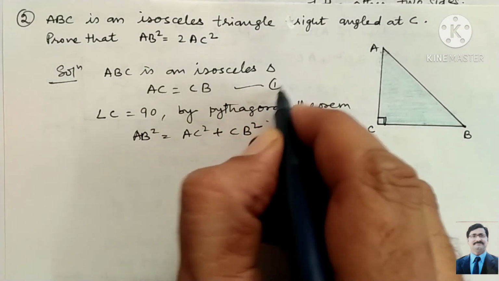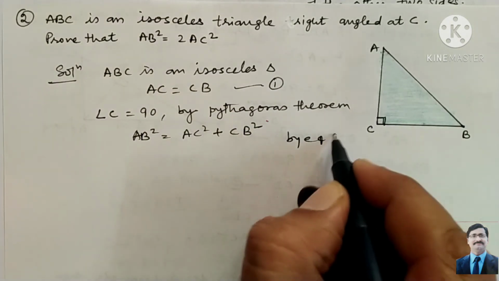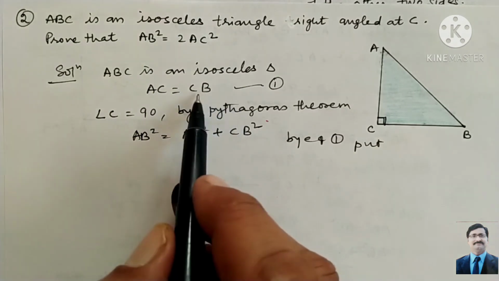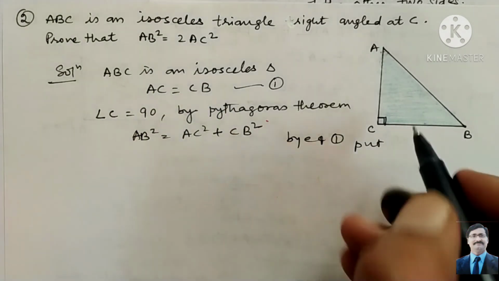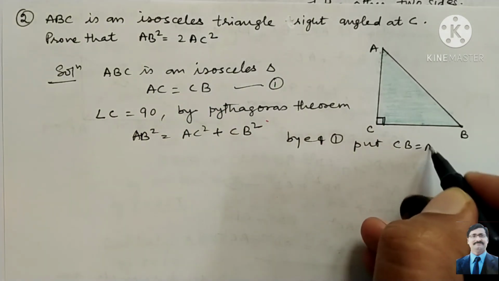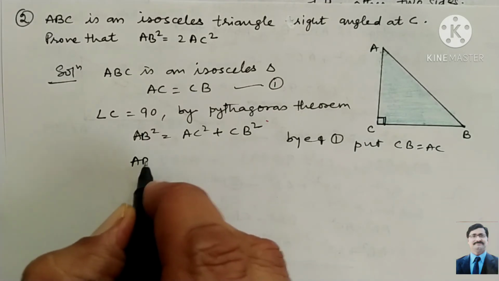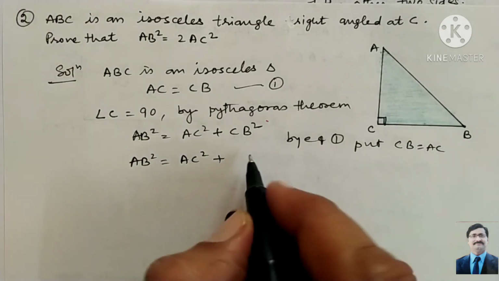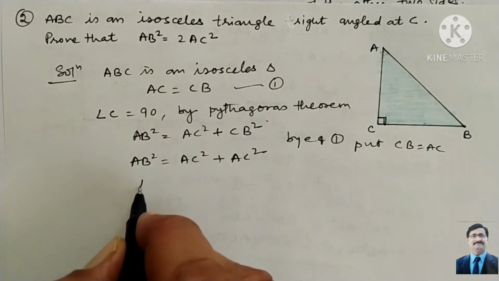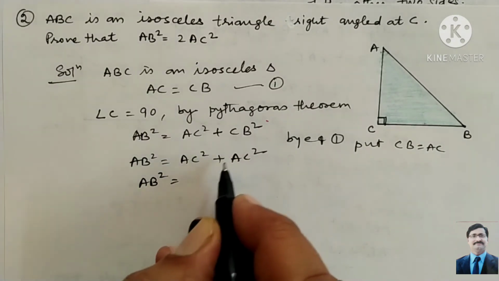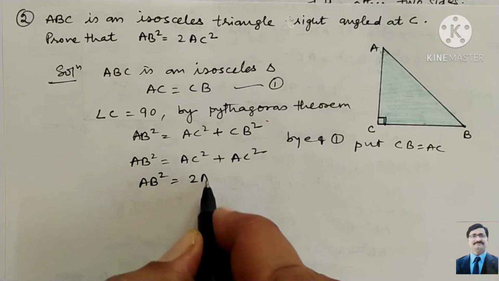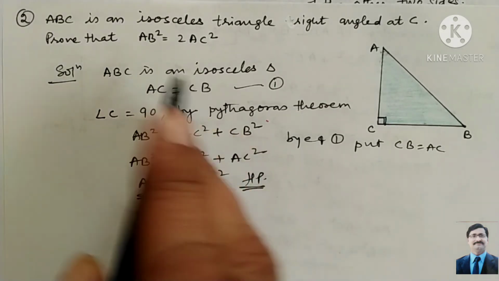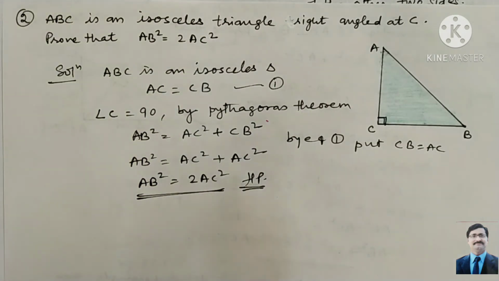Now by equation 1, we want AC, we do not want CB, so in place of CB we can write AC. So we write AB square equal to AC square plus, in place of CB we write AC, so AC square. Now AB square equals AC square twice, so we write 2AC square, and this only we have to prove. We can check this. We have to prove this part only.